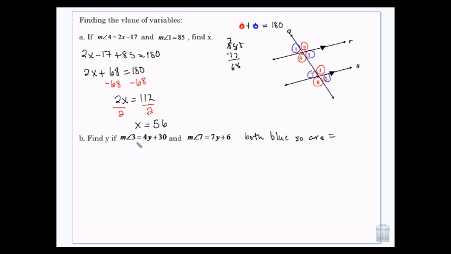Okay. Let's see if I can add and subtract on this one. 3 and 7 are both blue, so they're equal. So I'm going to set them equal to each other. So 7y plus 6 is equal to 4y plus 30. I'm going to subtract 4y from both sides, and I'm going to get 3y plus 6 is equal to 30. And then I'm going to subtract 6 from both sides. And I'm going to get 3y is equal to 24. And I'm going to divide by 3 to find out that y is 8.